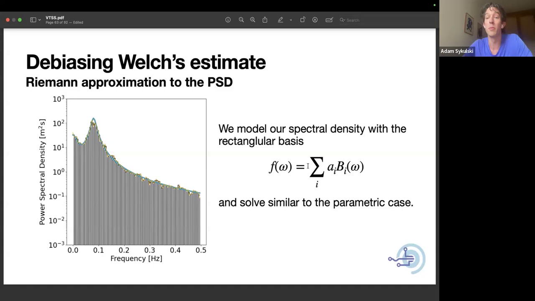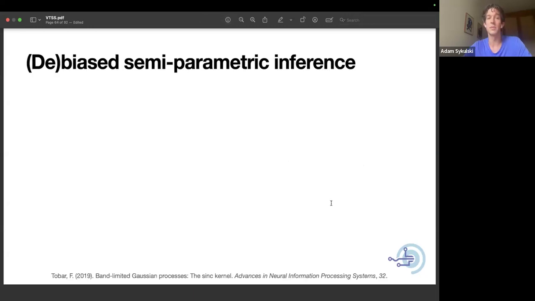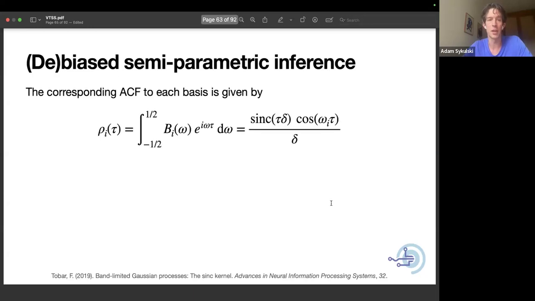As before, we have a model, right? And we can fit this model to our periodogram. But the point is that we know there's bias. So how do we remove the bias? Well, we're going to do some debiased semi-parametric inference here.